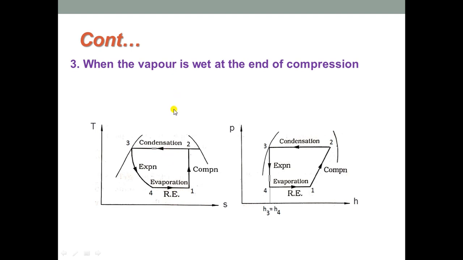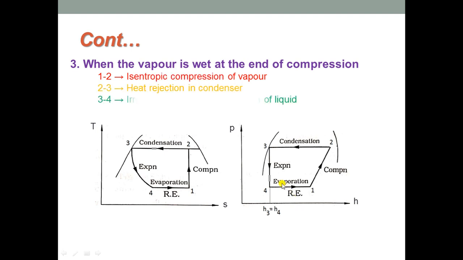Heat is rejected in condensation, heat is absorbed from the space to be refrigerated during evaporation, and throttling takes place from point 3 to 4 where enthalpy remains constant. And we have 4 processes. The first process is isentropic compression from 1 to 2, second is heat rejection in condensation from 2 to 3, and 3 to 4 is irreversible adiabatic expansion from point 3 to 4, and 4 to 1 is heat absorption in the evaporation.